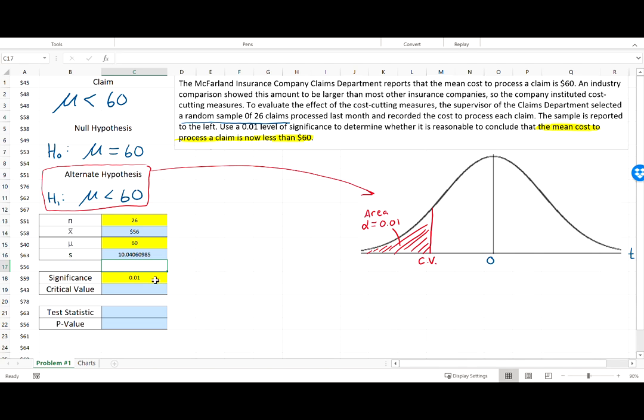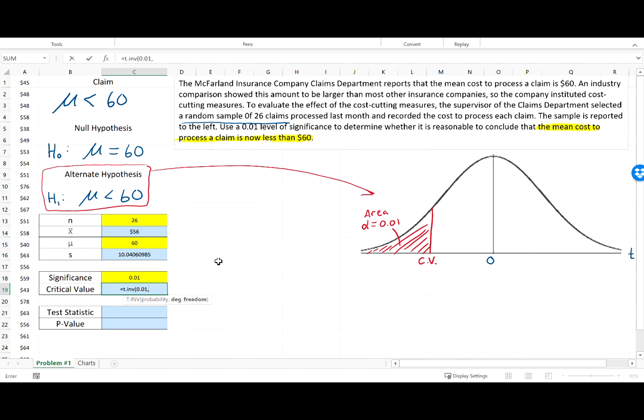Our significance is what we use to determine the critical value. And so our critical value over here is that t value that separates the lower area of 0.01 from the other area 0.99. Okay, so to determine that critical value, we have our t distribution functions, and in this case, we're going to use equal T.INV. That's the inverse of the t function. Probability is area to the left. So in this case, it's alpha. It's the 0.01.